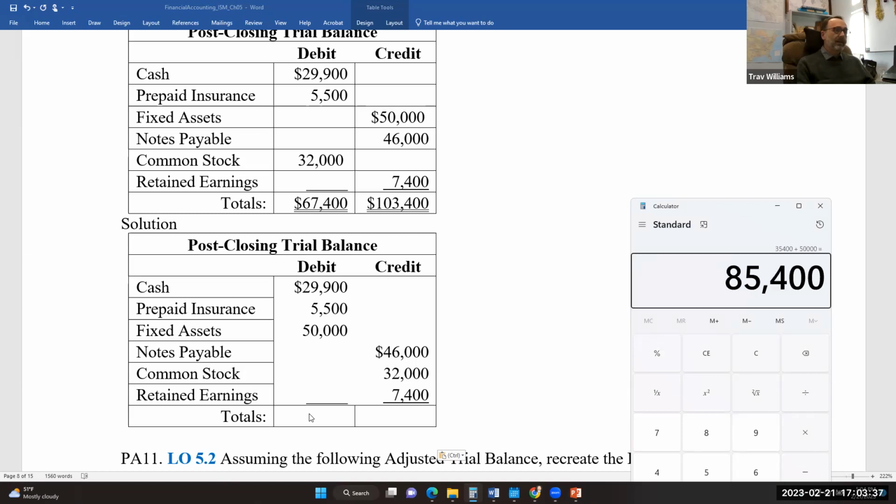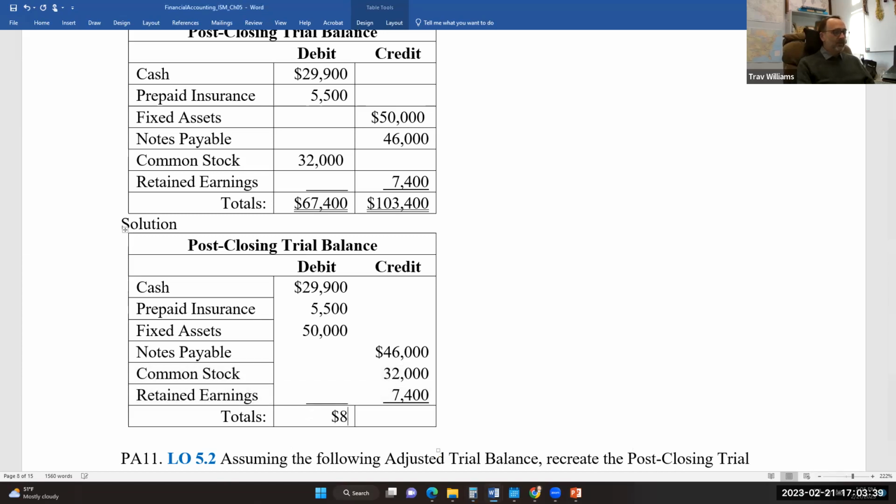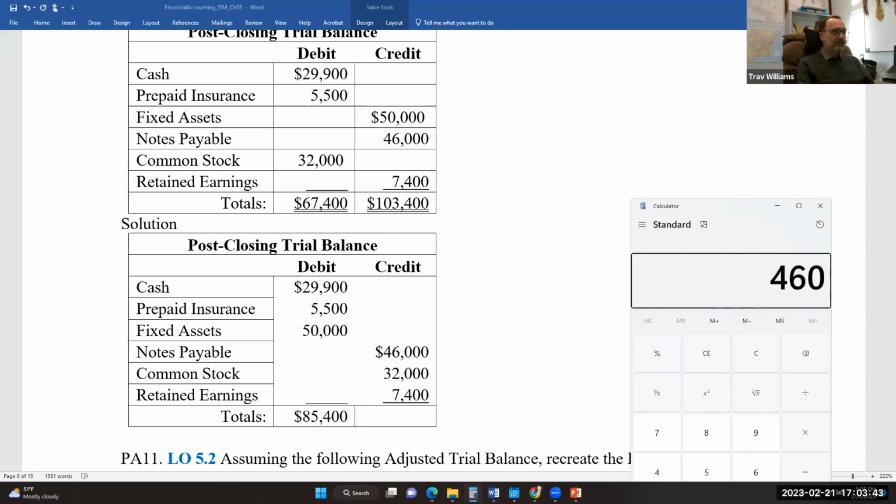On the debit side, I get 85,400. On the credit side, oops, I forgot to, I don't know what I did.